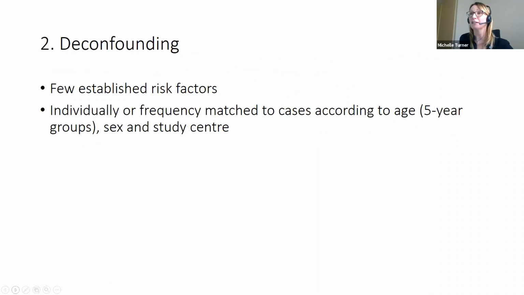Deconfounding. In this study of brain tumors, we already know that there are very few established risk factors for brain tumors. So what they did is they conducted some matching on important confounders such as age, sex, and study center, to address potential confounding.